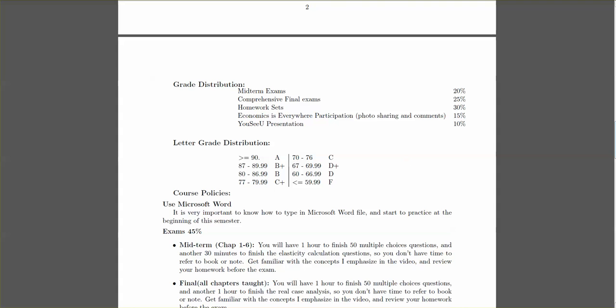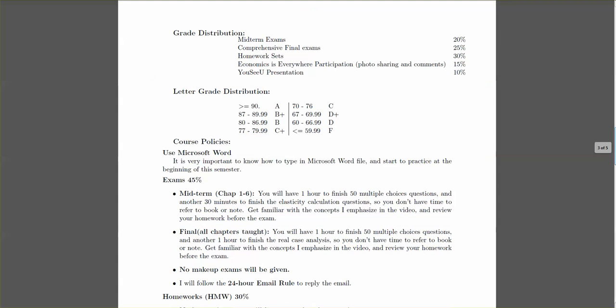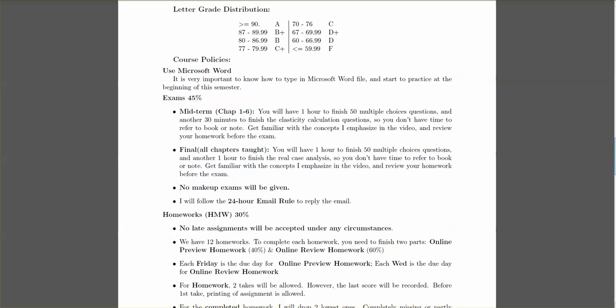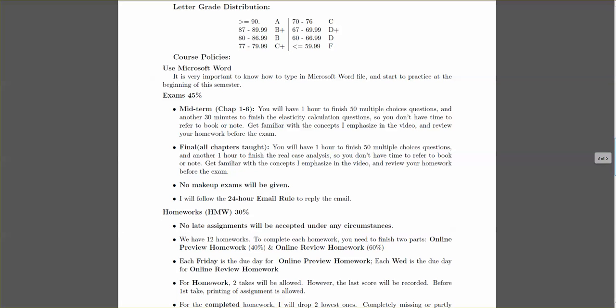And for the course policy, I will talk about the homeworks and how you can get those final grades. First, I want you to practice typing in Microsoft Word at the beginning of the semester. Just try to find some article and type some of it, because in the exam, you are required to type your answer in the Word file and send it to me.